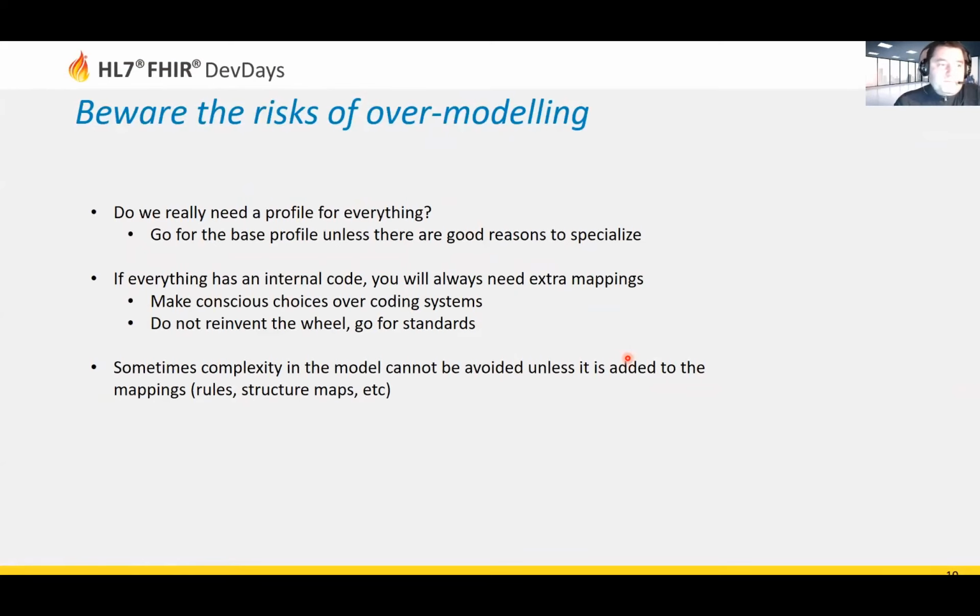And then the codes. If we define an internal code for everything, we always need a mapping. And mappings, as we've seen, are expensive. If 80% of the world is using LOINC for labs, maybe it's a good idea to also use LOINC in an internal model. And again, sometimes complexity is unavoidable, and there might be a need for complex mappings. And there are not so many out-of-the-box execution engines out there for mappings. This is something that we hope will change in the future.